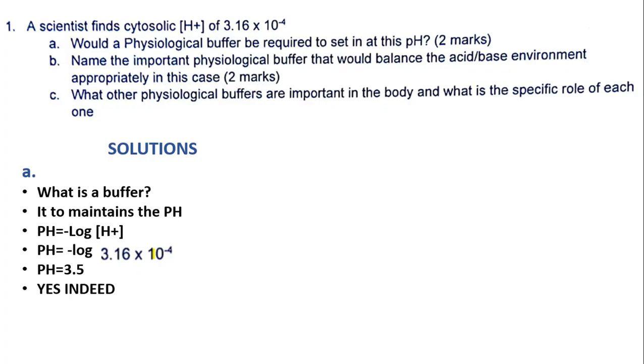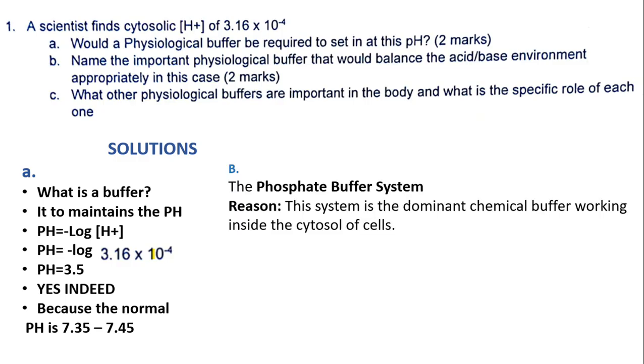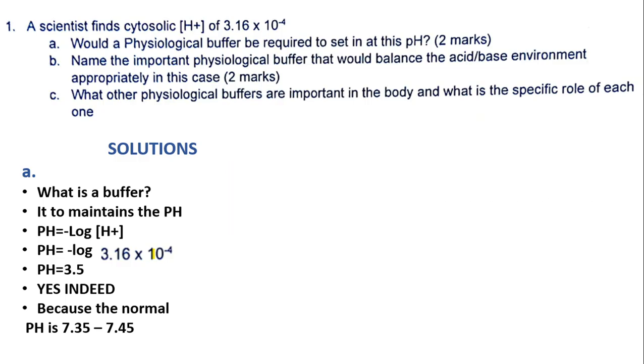3.5. Now the question was, would the physiological buffer be required at this pH? Yes, indeed, because the pH is 3.5. What is the normal range of the pH? The normal range is 7.35 to 7.45. So indeed the physiological buffer is required, so that the buffer maintains the normal range of the pH, since 3.5 is outside 7.35 to 7.45.